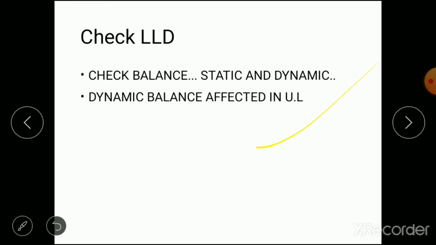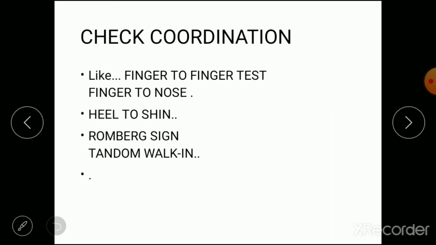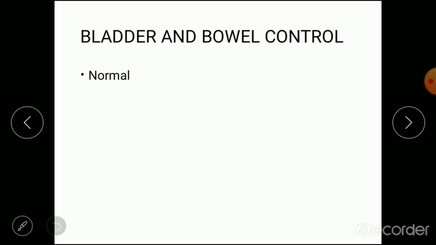Next, check the balance, that is, static as well as dynamic balance. In the MCA stroke patient, basically dynamic balance is affected, and more in the upper limb. Then check for coordination, using different tests like non-equilibrium and equilibrium tests. Examples are the finger to finger test, finger to nose test, heel to shin, the Romberg sign, and tandem walking. These are examples of coordination tests. Then bladder and bowel control: you have to ask the patient about normal bladder and bowel activity. It might be normal in the MCA patient.